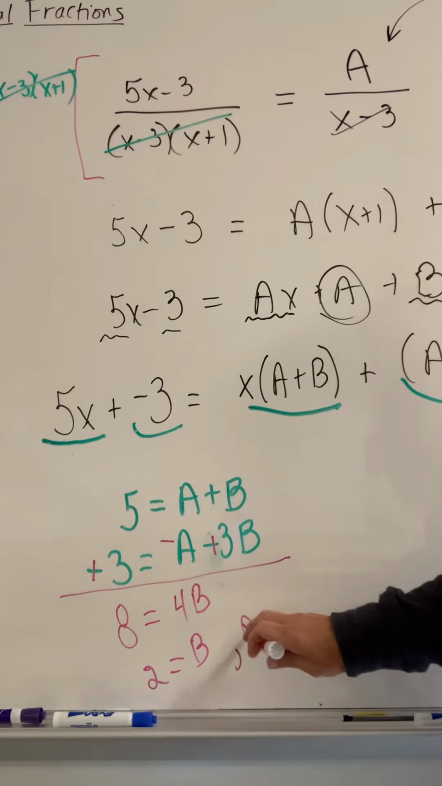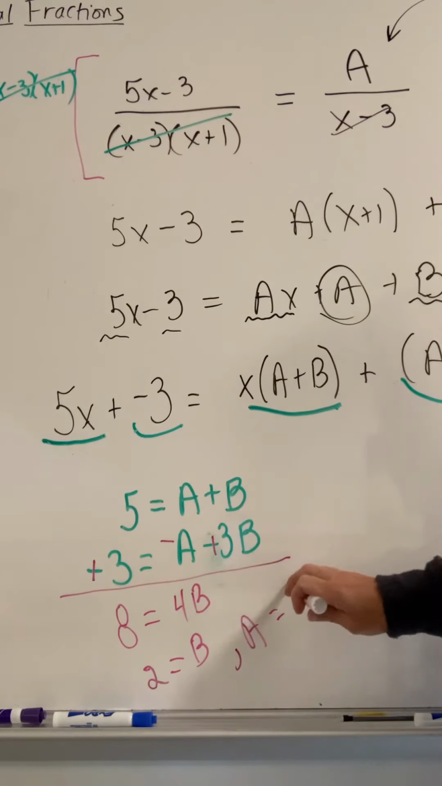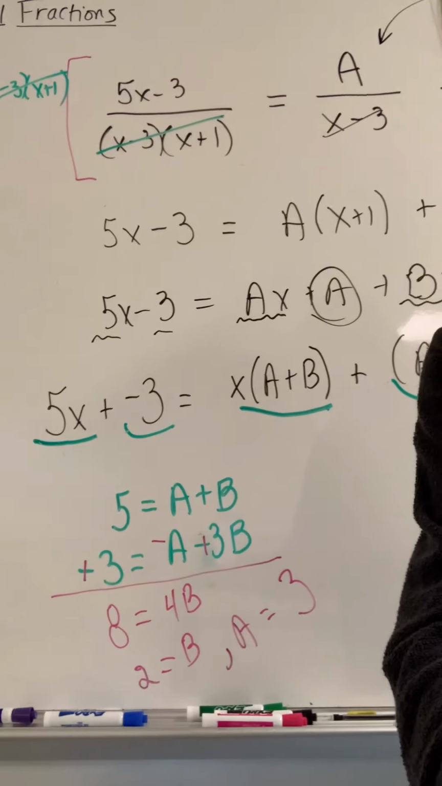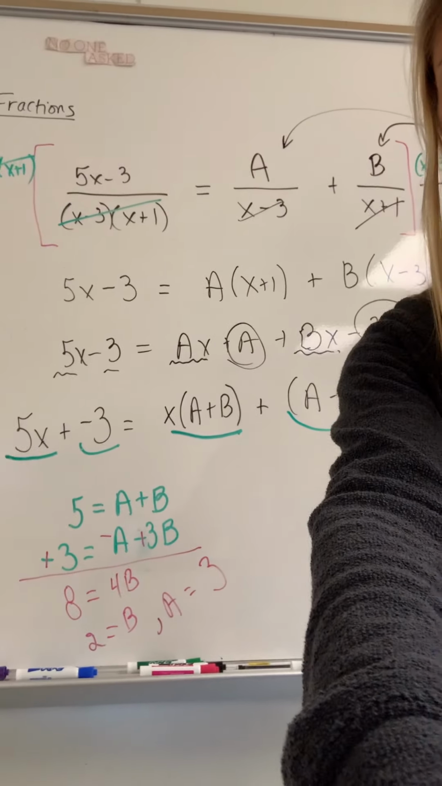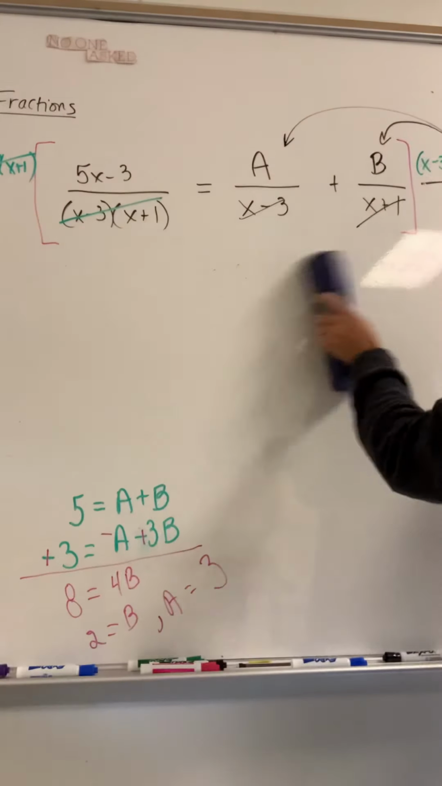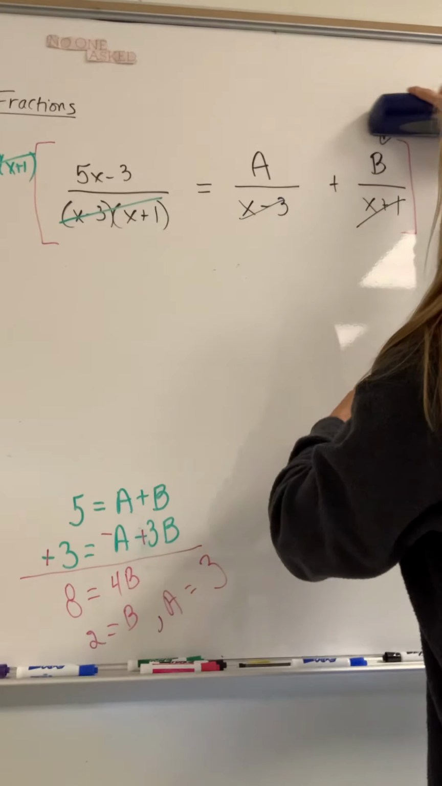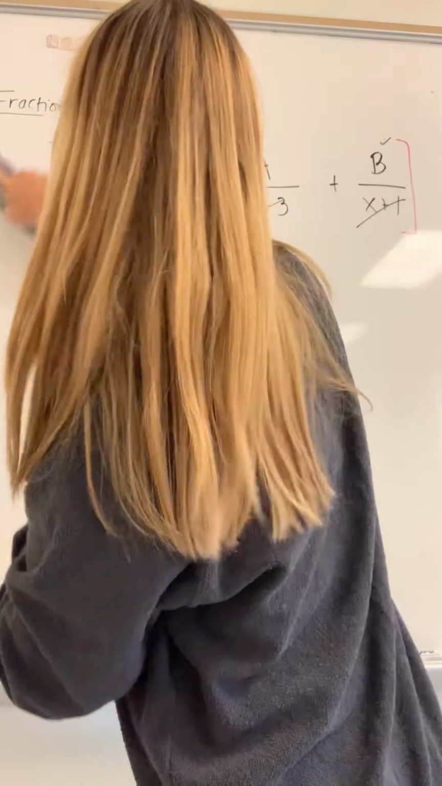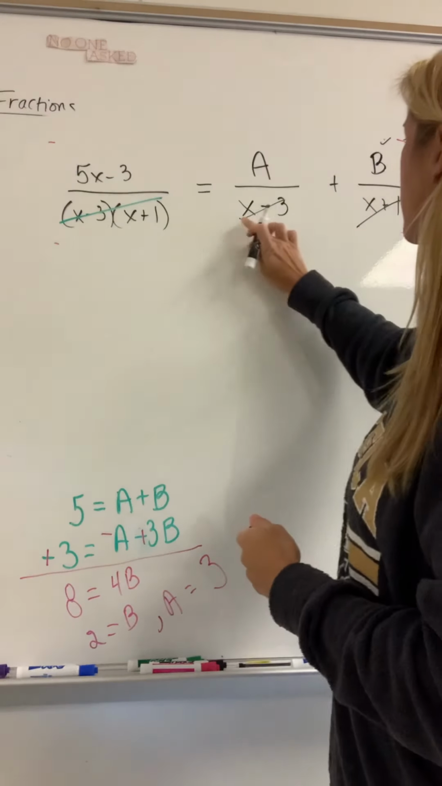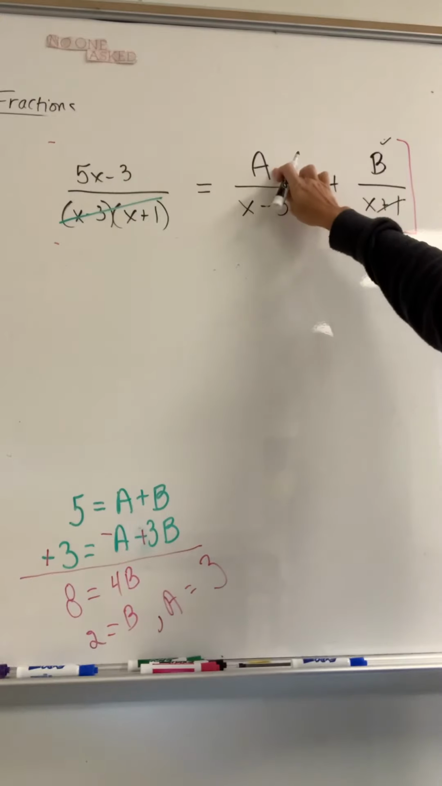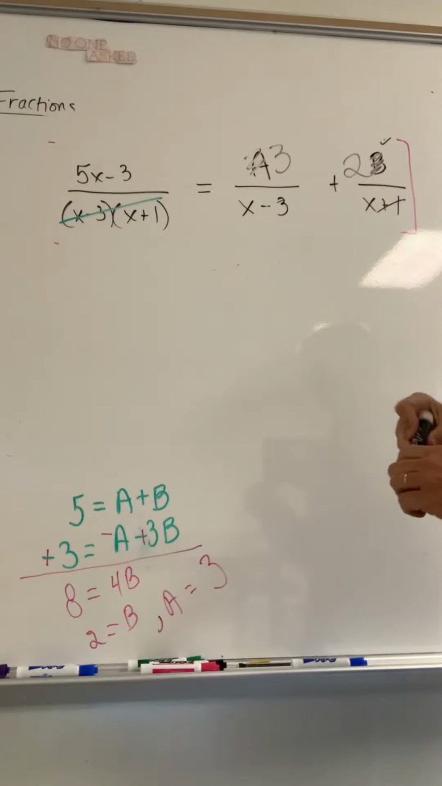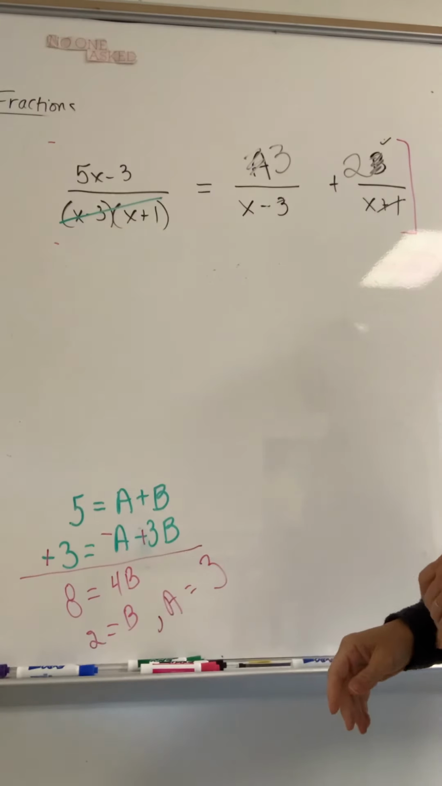If b equals 2, what is a? If b is 2, a must be 3. Well, I just found it. I just took that huge mess at the top, and I just figured out what a and b are. So all that work, try to think about uncanceling this, because I want to go back to my original. I just found out that a is 3 and b is 2.